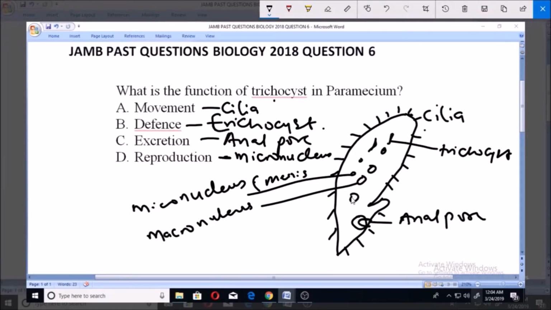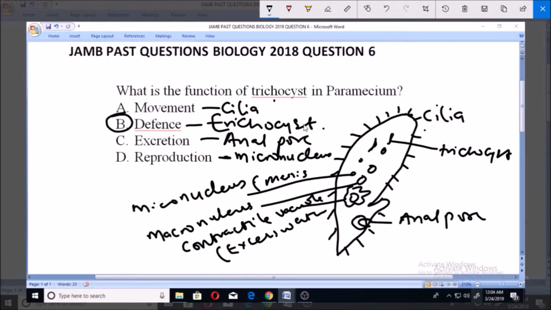Also important to note in the Paramecium is what we call the contractile vacuole. This is also used for excretion, but it's actually for excreting excess water, to remove excess water. So from this we can see that the answer is B. The trichocyst is actually for defense. That is what the trichocyst does.